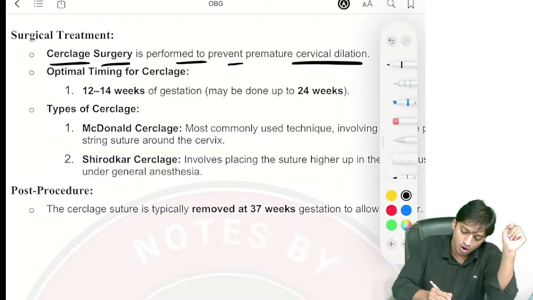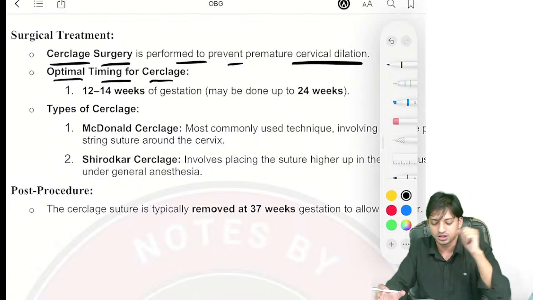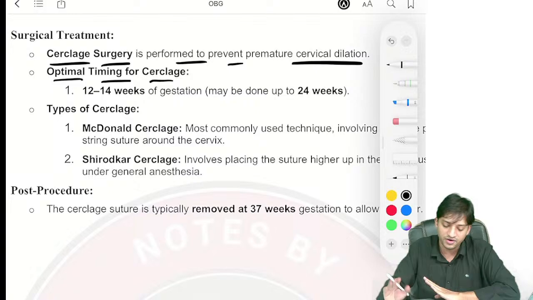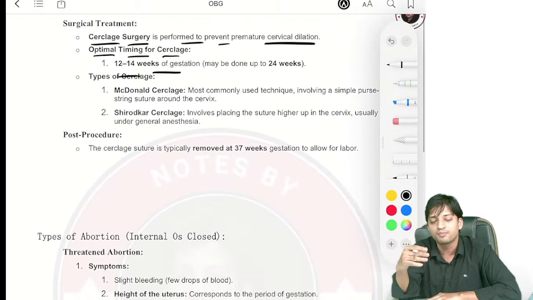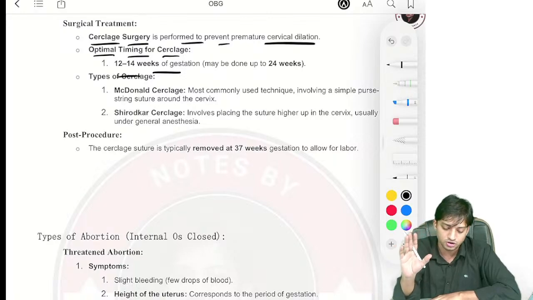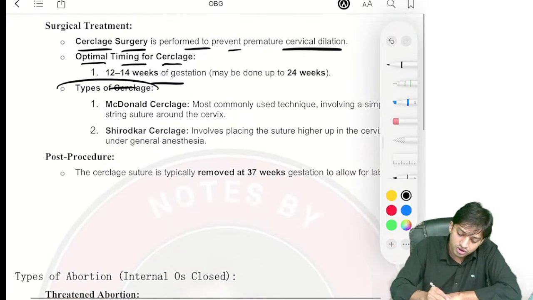Right now, optimal timing for cerclage. What do you do? When do you do? You prefer in the 12 to 14 weeks of gestation, and it may be done up to 24 weeks. The cervical cerclage operation. Now, come here to the types of cerclage.